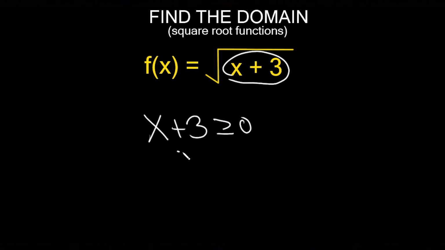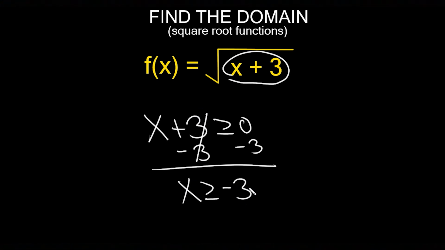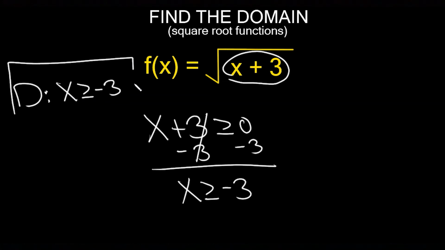So when I solve it, I subtract 3 on both sides, okay? This will cancel. I get x is greater than or equal to -3. And so that is your domain right there. So we can go ahead and rewrite it as D, and then we're just going to put x is greater than or equal to -3. Okay, that's done. All right, now that one was pretty straightforward.